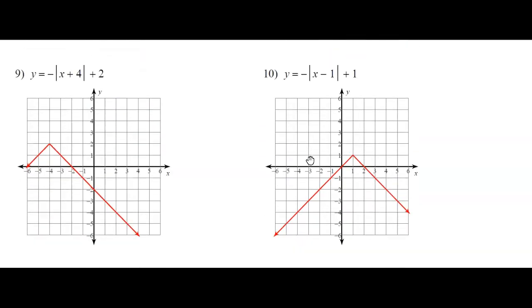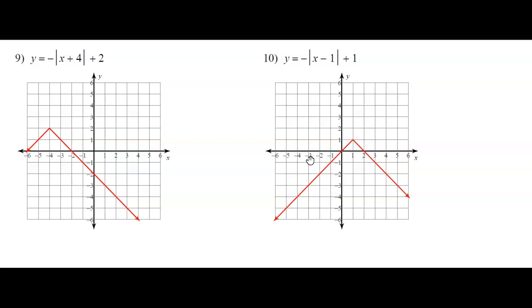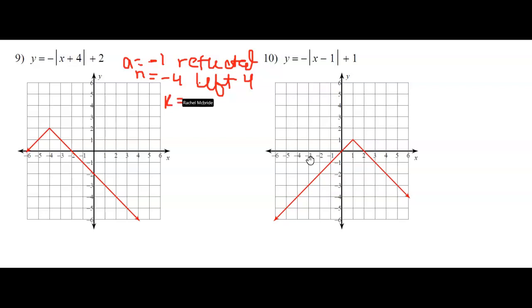In 9 and 10, once again, both of those graphs are reflected. My vertex is coming from h and k. So again, recall that the standard form is y equals a times the absolute value of x minus h, plus k. So if what's inside is positive, then your h value is negative. In this case, my a is -1, which tells me my graph is reflected. My h is -4, which tells me my graph went left 4. And my k is +2, which tells me my graph went up 2 units. So again, it's reflected, shifted left 4, and up 2.